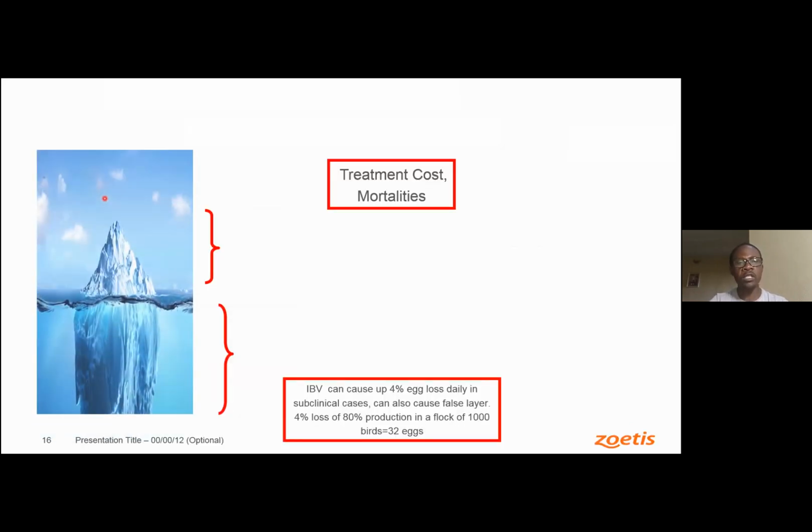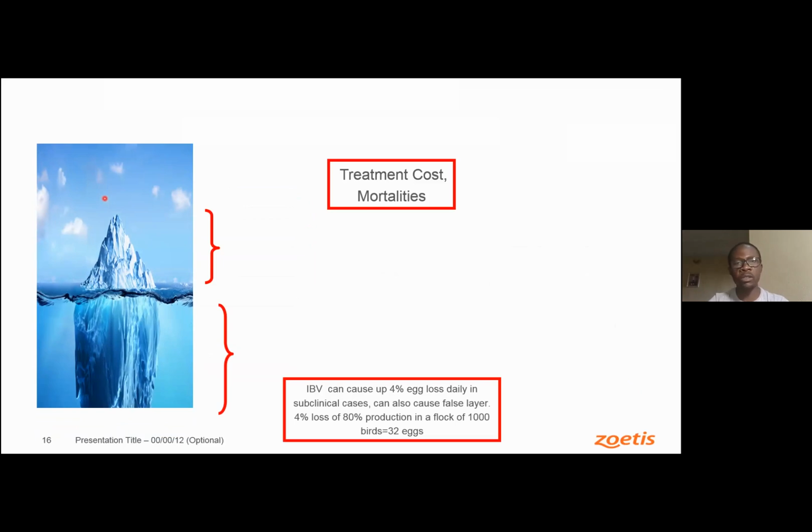So what do you notice in most respiratory conditions? Most farmers are so much comfortable with treatment because they feel the treatment cost is cheaper, and then they feel once they treat, the mortality drops and then the loss is reduced. But there's an aspect which they are not looking at, which is the loss in production, in egg production for layers, and even the drop in hatchability. So I have a small calculation here to show us how serious the problem can be in any flock where such conditions are prevalent.